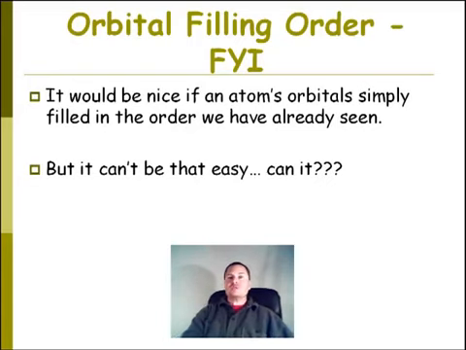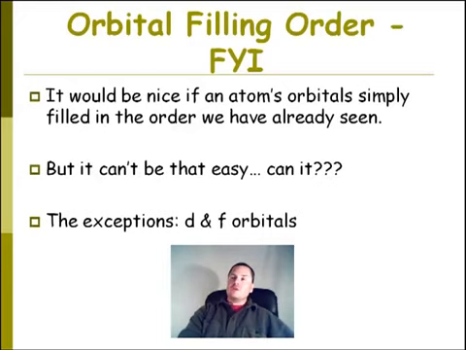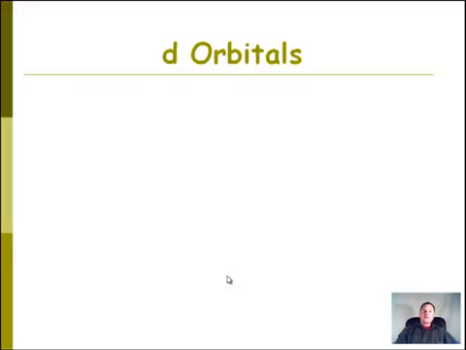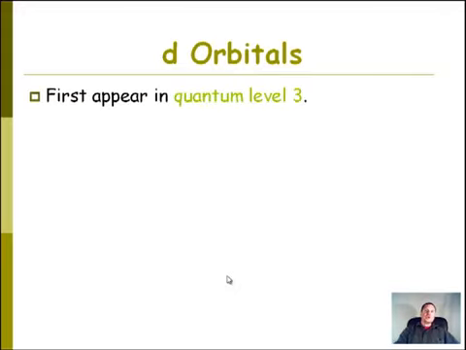There are two exceptions to this pattern, and those are our remaining two orbitals, the d and the f. So let's go ahead and take a quick look at the d and f orbitals and see how they differ from what we've already learned. Okay, the d orbitals should first appear in quantum level 3. Remember, we should have as many orbital types (s, p, d, and f) as the quantum number. So in quantum level 3, we should have 3 orbital shapes: s, p, and d.